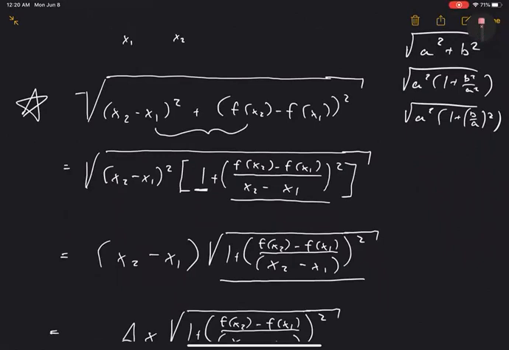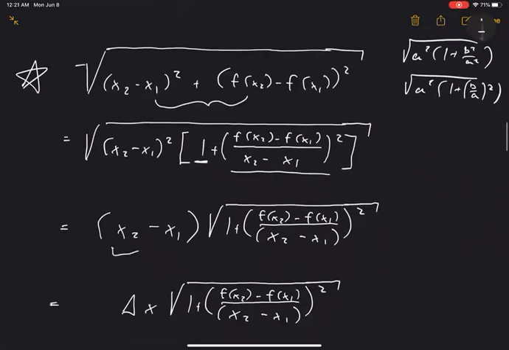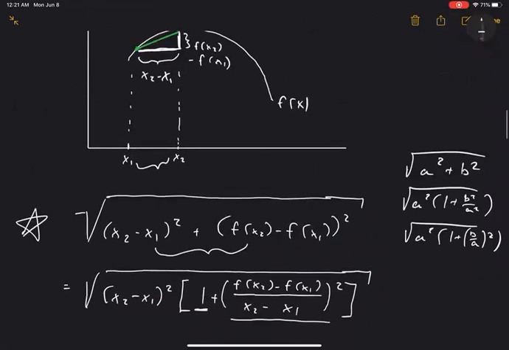Now let's just call this distance x2 minus x1 delta x, delta x being the distance between these two points here. And if I had x2 to x3, that would give me another delta x, and so on.